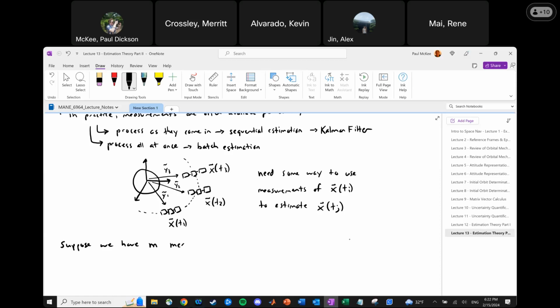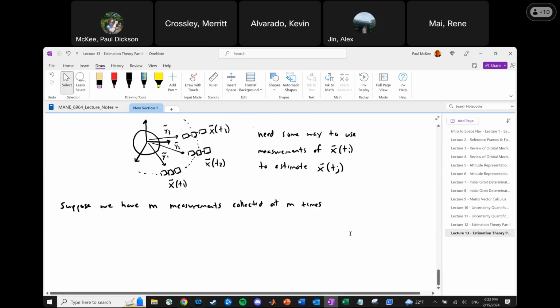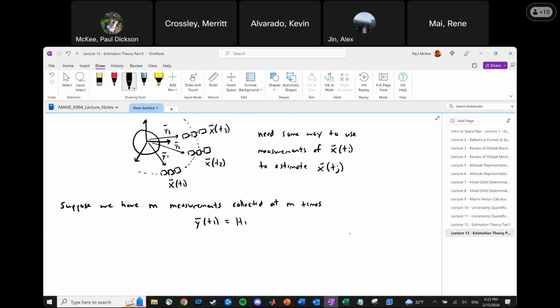M measurements, because I like to use N for the number of states, collected at M times. These are all different times. So if we write that out, it would look like this. Y at T1 is equal to H1 X at T1 plus nu 1.